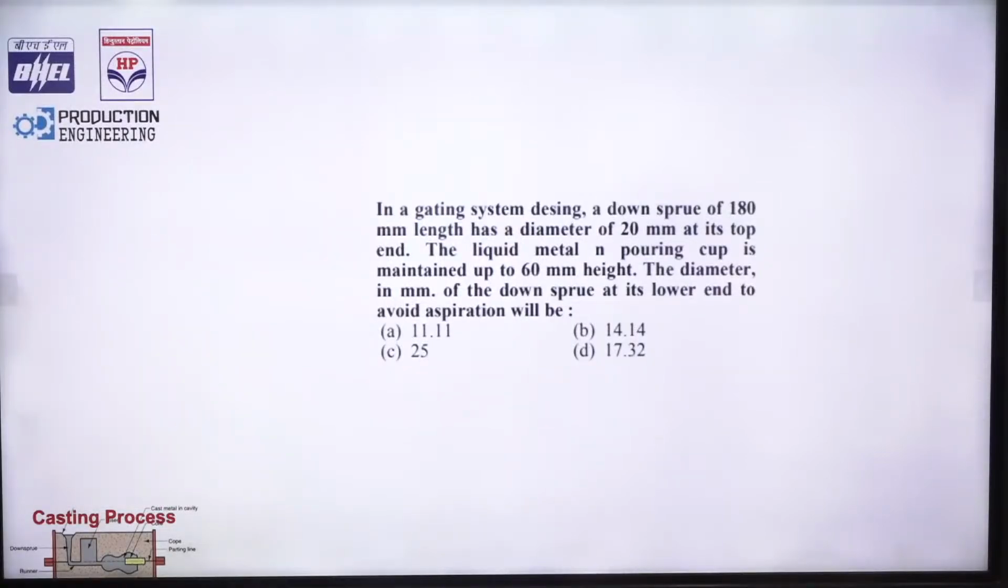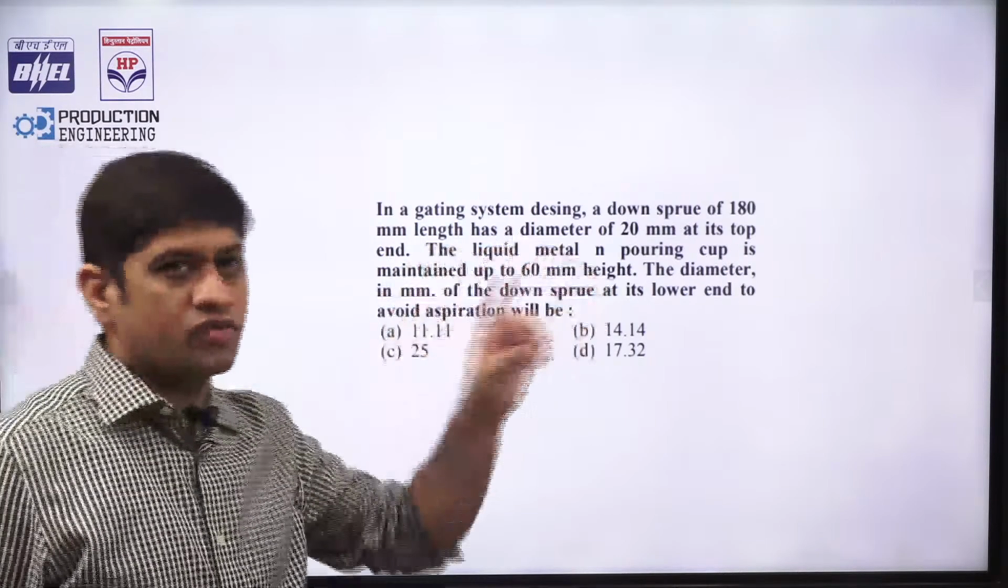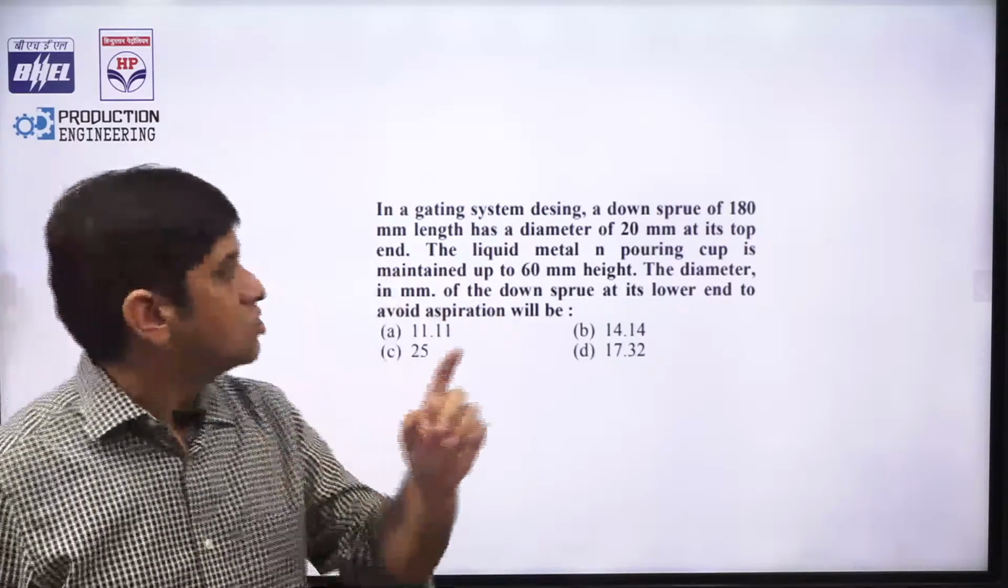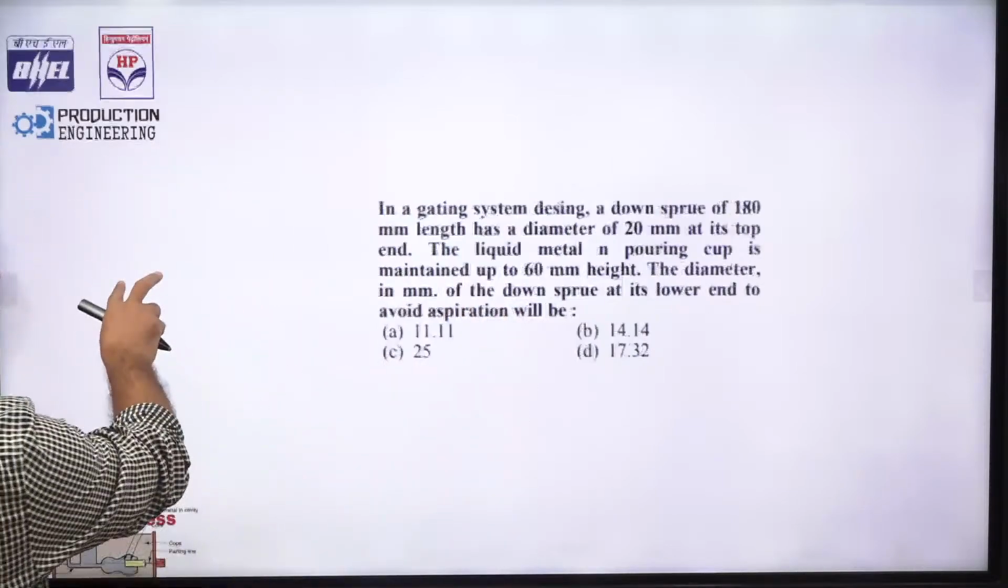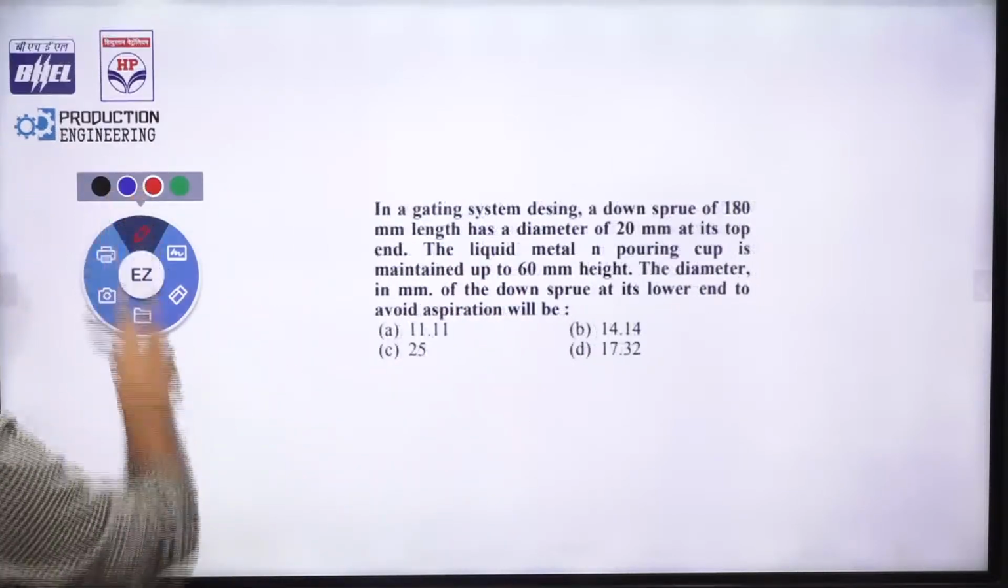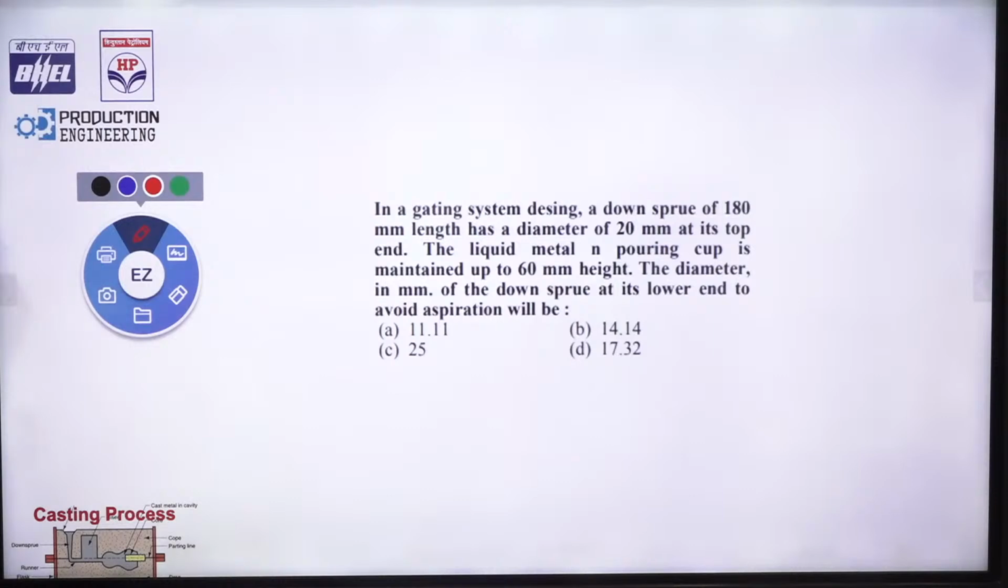There is a down sprue of 180 millimeter length and diameter is 20 millimeter at its top end. Gating system design. So one question from gating system design can also be asked. Liquid metal in pouring cup is maintained up to height 60 millimeter. What is the diameter in millimeter of the down sprue at its lower end to avoid aspiration?